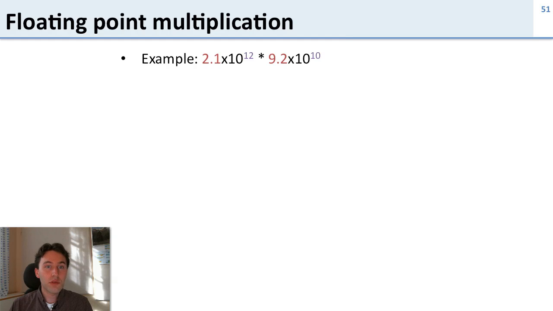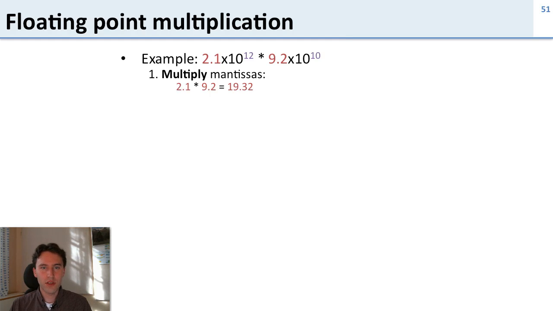So floating point multiplication, how does that work? It's different from addition. In fact, it's easier. So here we're going to do the same thing. We're going to multiply 2.1 times 10 to the 12th times 9.2 times 10 to the 10th. But now we're going to multiply instead of adding. So we multiply the mantissas.